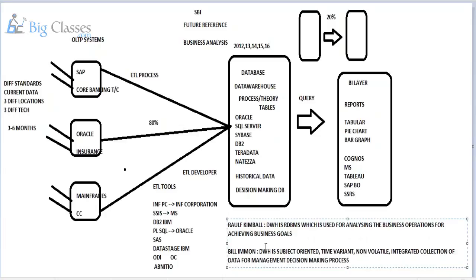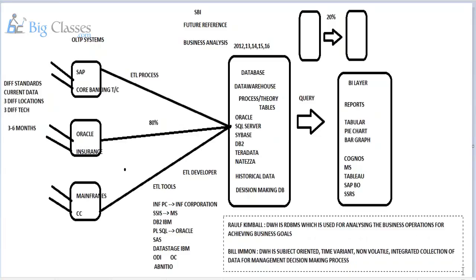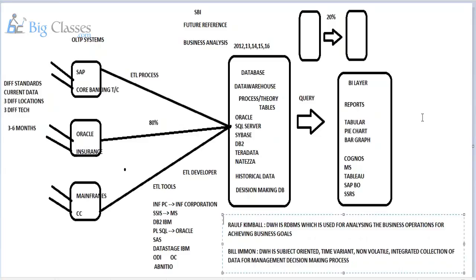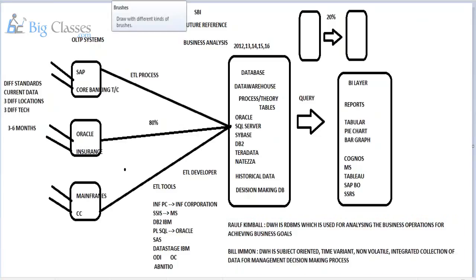So this is the definition given by Ralph Kimball. These two scientists have a lot of differences in terms of methodologies. One has suggested a top-down approach, and the other has suggested a bottom-up approach, and there are multiple differences between Kimball's approach and Inmon's approach. But both have said that a data warehouse is useful for business analysis.